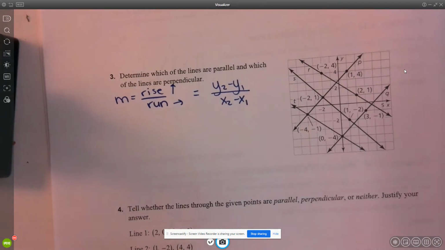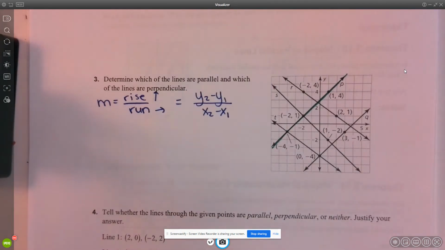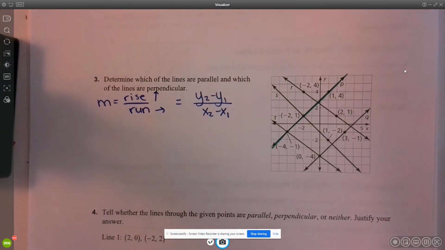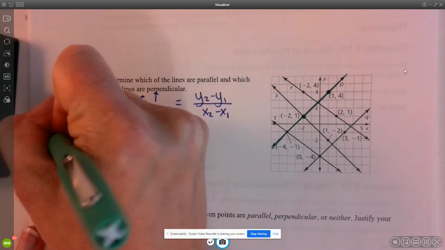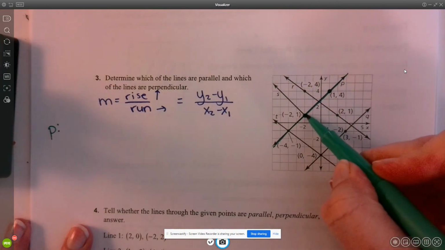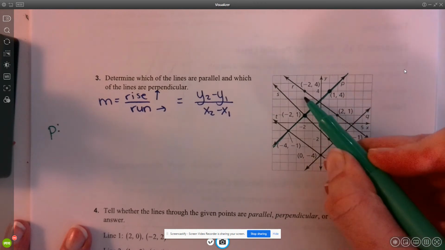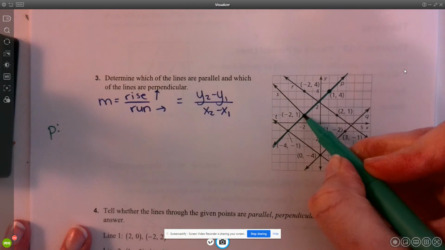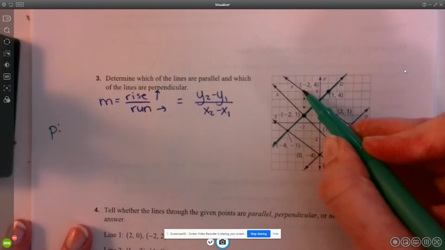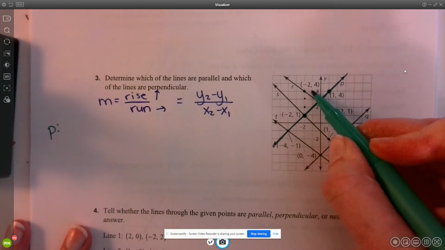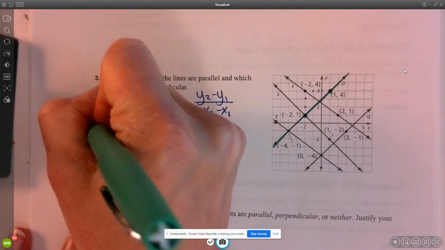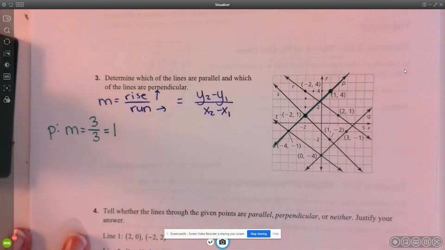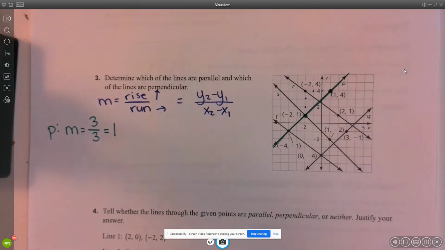So let's look at line P first. If I was going to use rise over run, I could pick any 2 points on this line. So here and here would work. And I would need to count the rise and the run to go from one point to the other. So the rise from this point to this point would be 1, 2, 3. And the run would be 1, 2, 3. And I counted up and right. So the slope is 3 over 3, which is equal to positive 1. I'll do a few more where I count the rise over run.